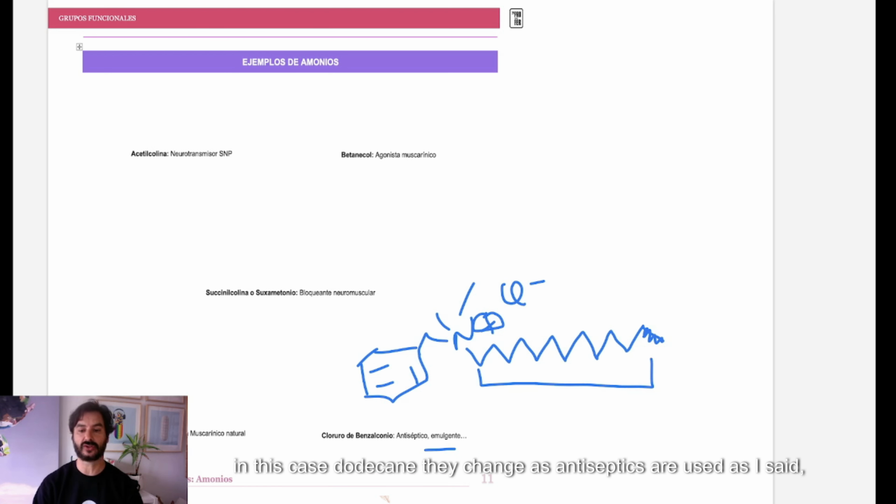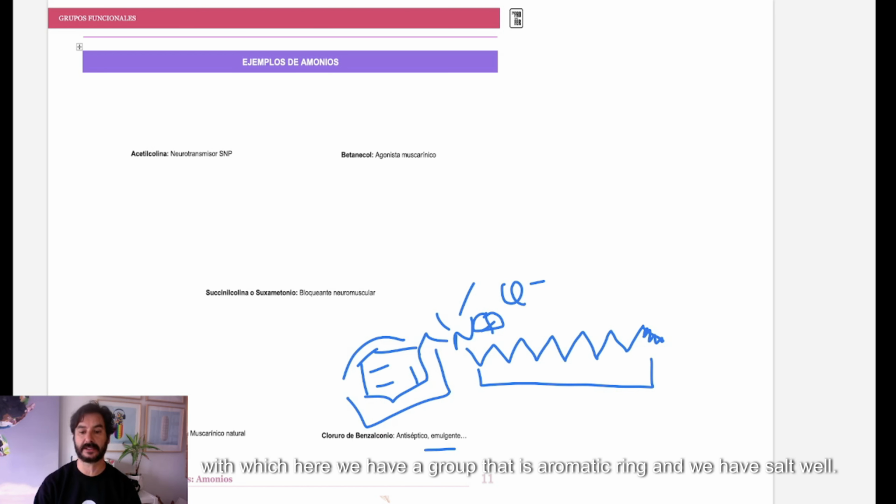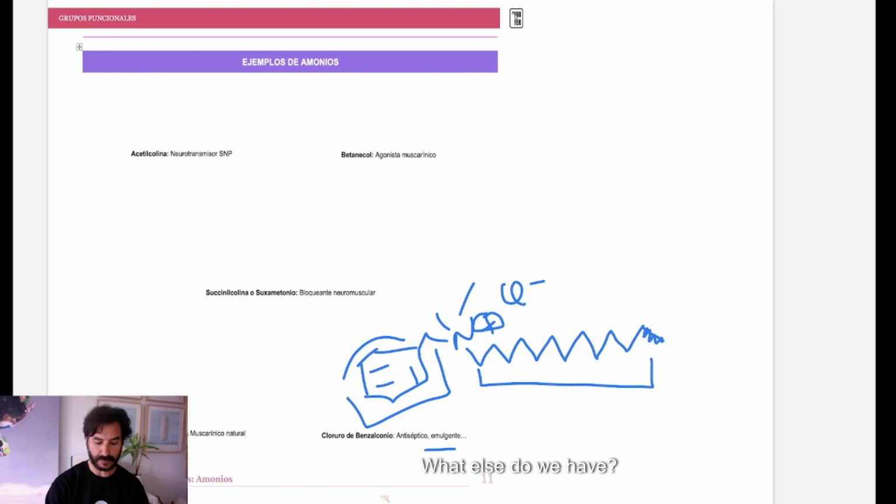They are used as antiseptics, as I said, for example oral antiseptics or to clean surfaces in hospitals and so on. Here we have a benzyl group, which is aromatic, and we have the salt. Well, what else do we have?